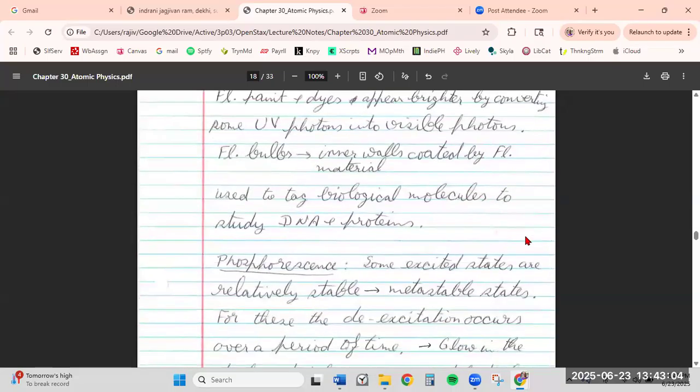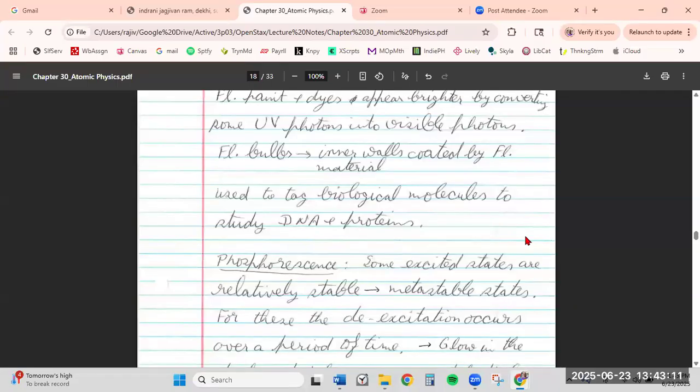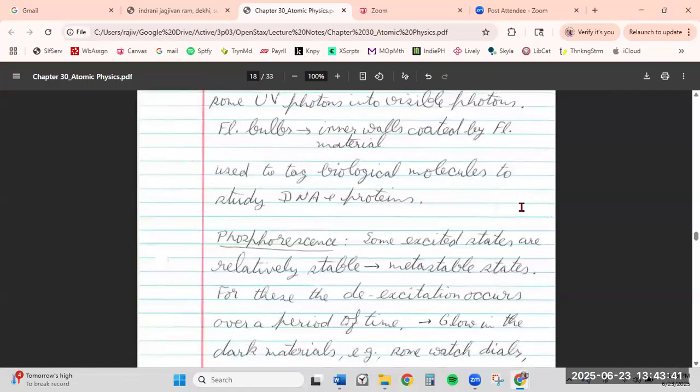Similarly, there are fluorescent bulbs in which the inner walls of the glass bulb are coated with fluorescent material. So when light from the filament hits the fluorescent material, it begins to glow. It makes a transition to a higher excited state and then falls back, giving you visible light. Fluorescent materials are also used to tag biological molecules to study DNA and proteins. So you're able to follow this along. You can actually see what's going on at that level.